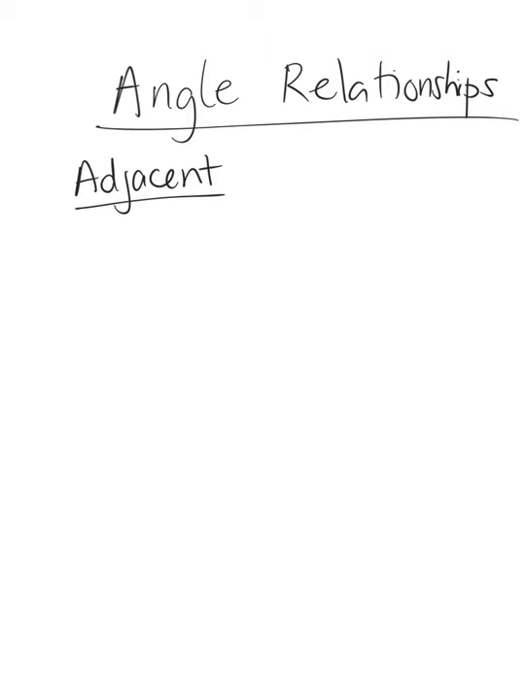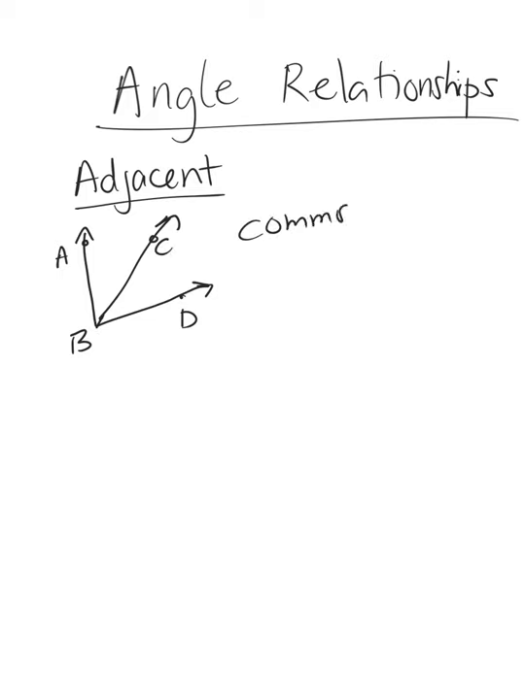So this is when two angles, we all know how you form an angle with two rays, right? And they have a vertex. So when two angles, so that's one angle, have a common vertex and share a common side. So they have a common vertex and they have a common side.